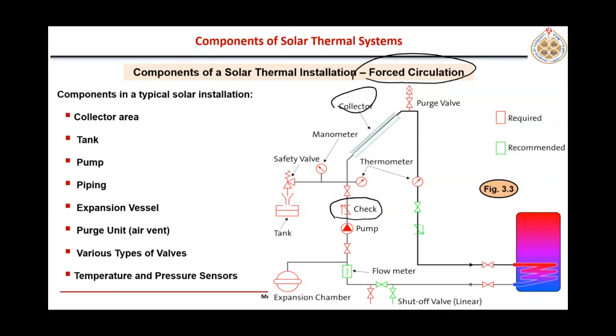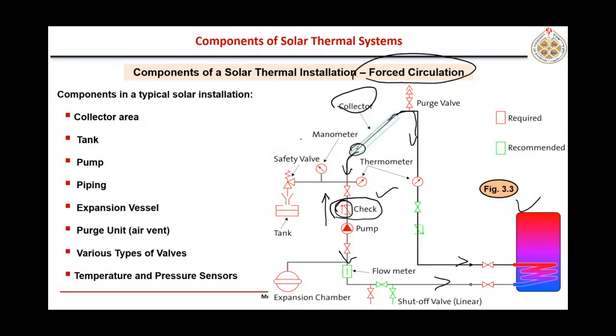Because during night time when there is no sun, we do not want this cold fluid to start moving towards the collector. The fluid which is present here will start to move backwards by gravity towards the storage tank during night time or when there is no sun. So that's why we have to use a check valve to prevent that flow in the opposite direction. This check valve will make sure that fluid is flowing only in this particular direction.